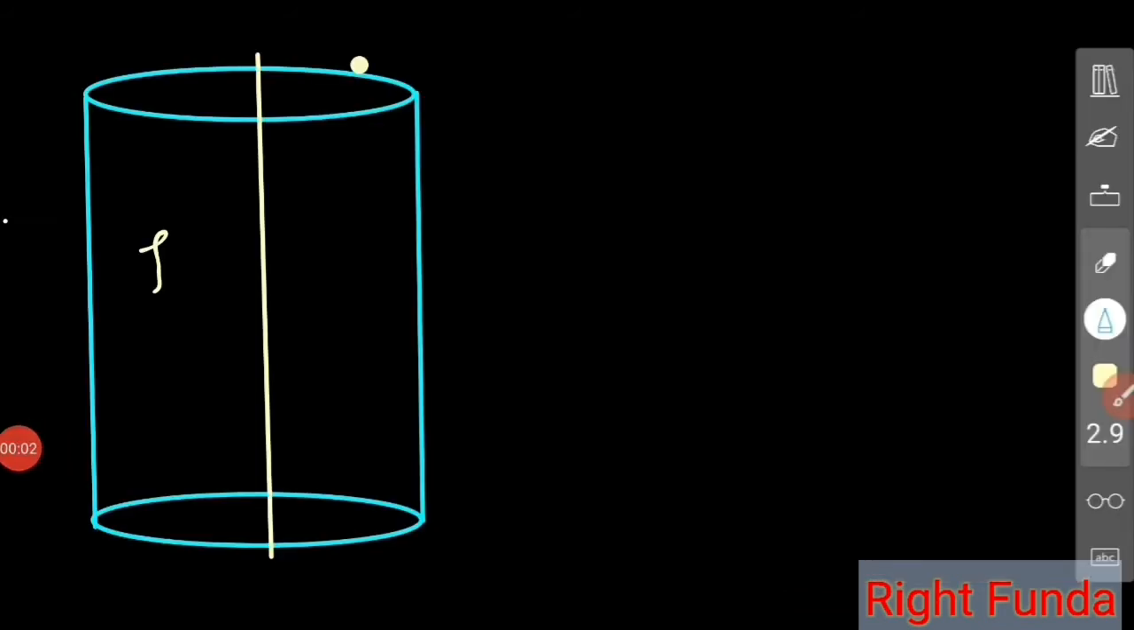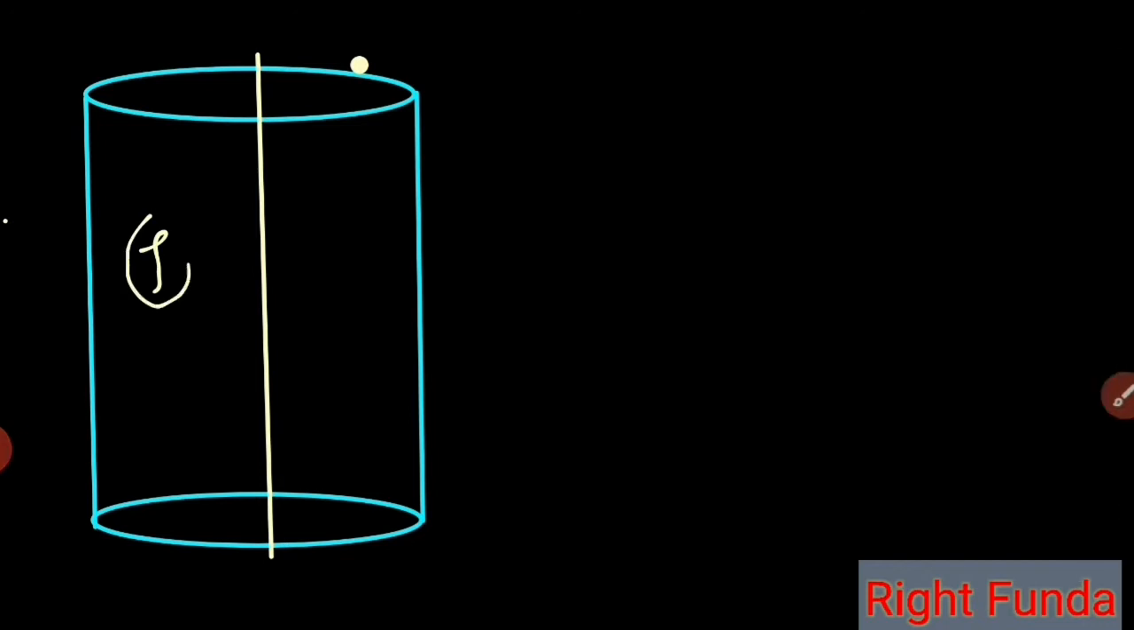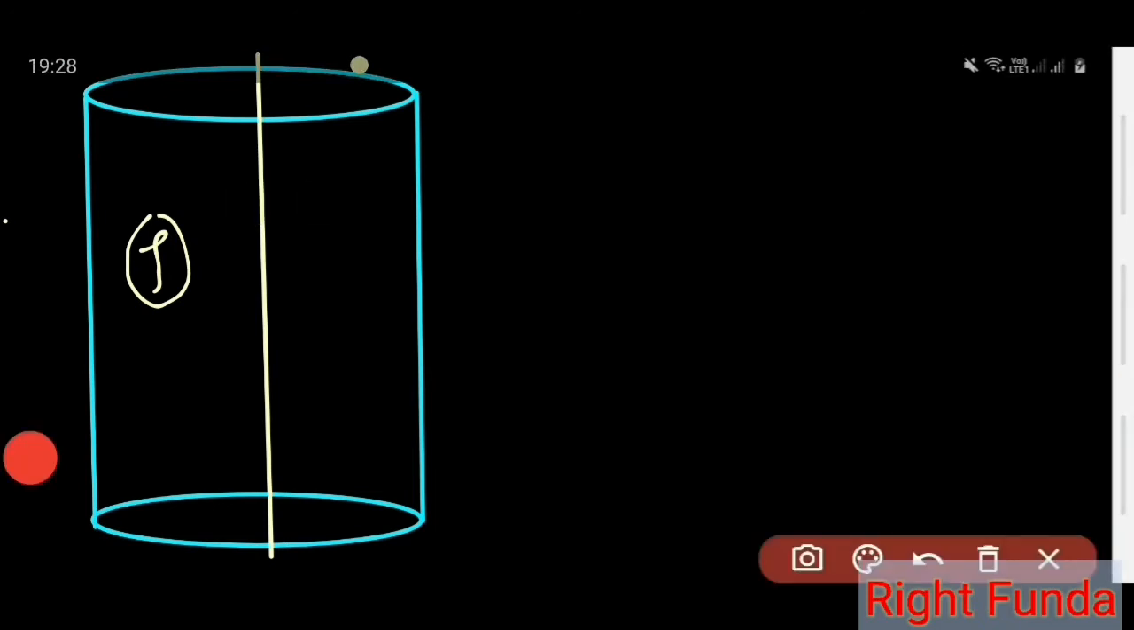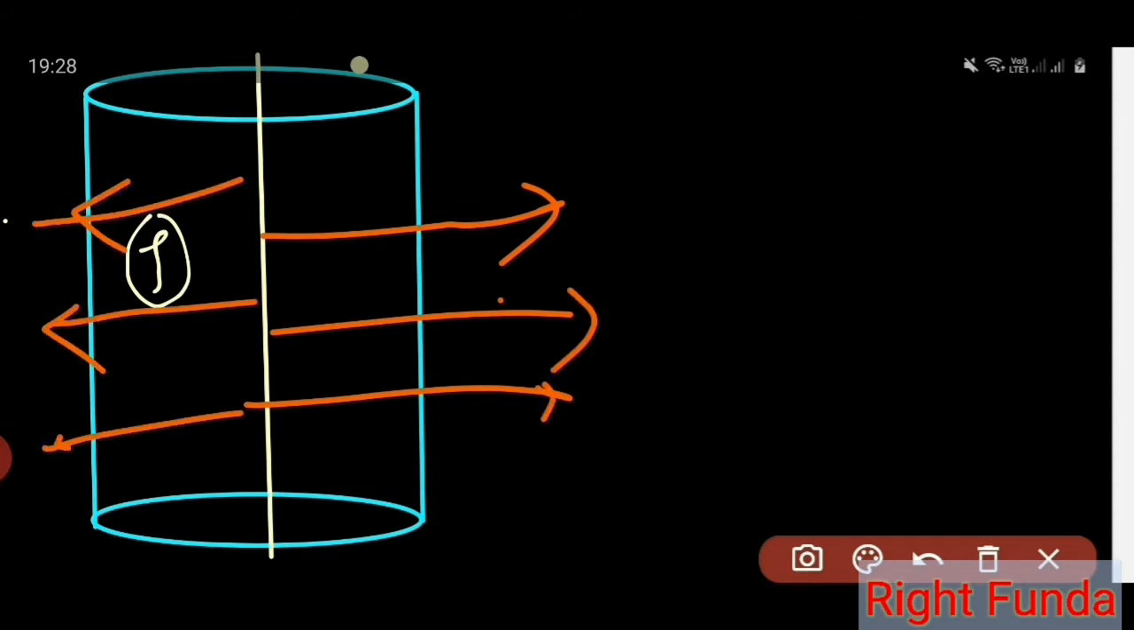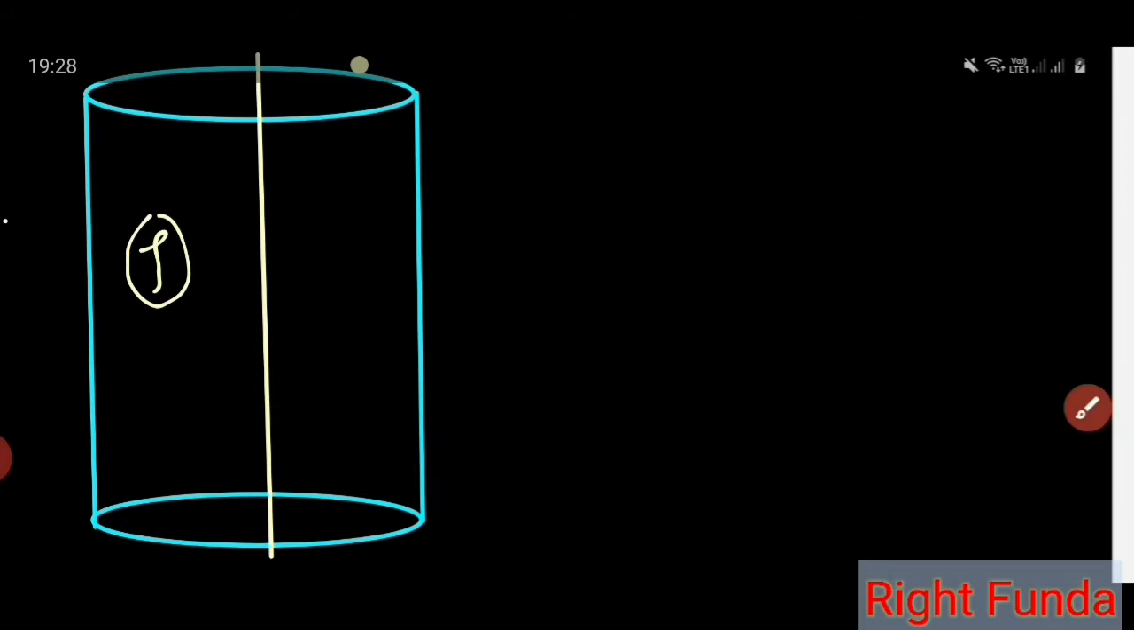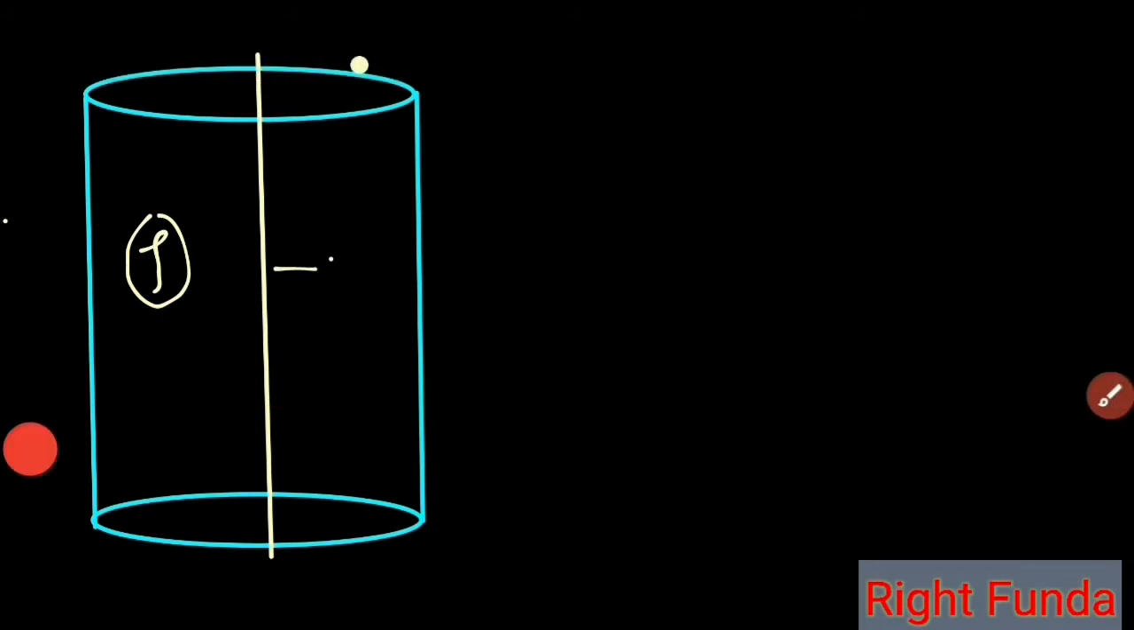If we have an infinitely long cylinder with charge density rho, then we know it produces a radially outward electric field everywhere, in all directions. And we know how to calculate the electric field at a distance x from the axis, at an inside point.